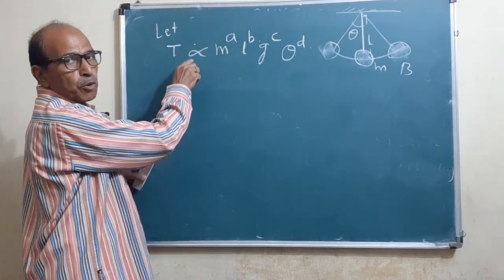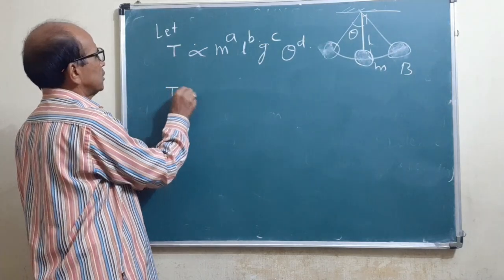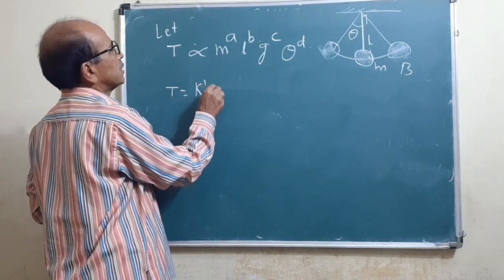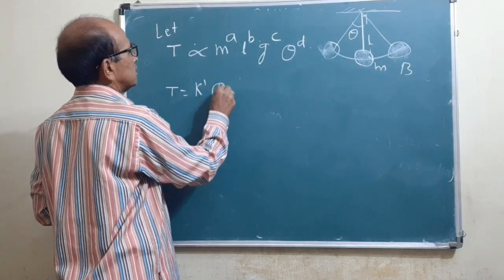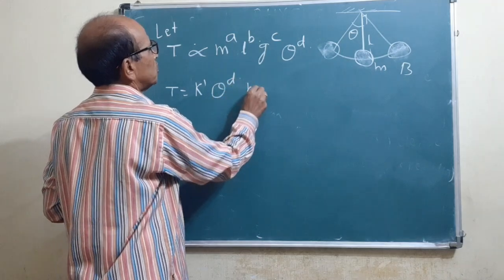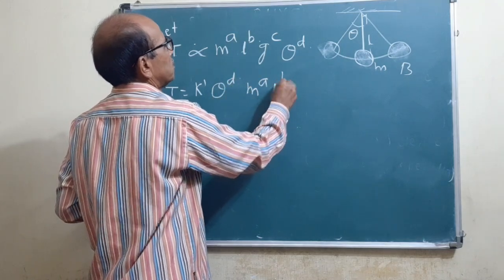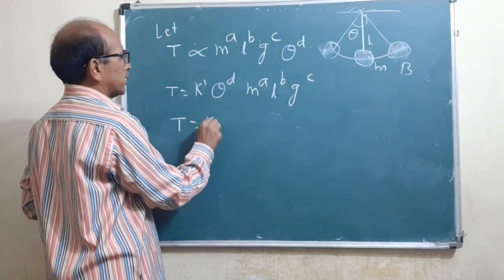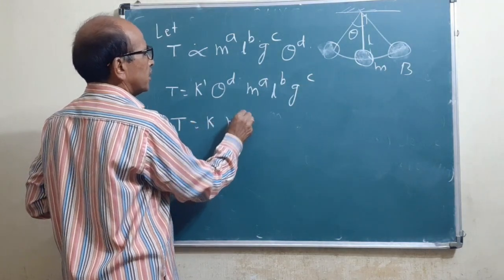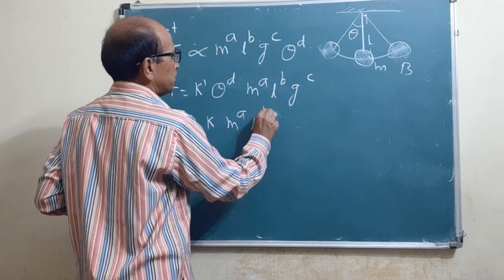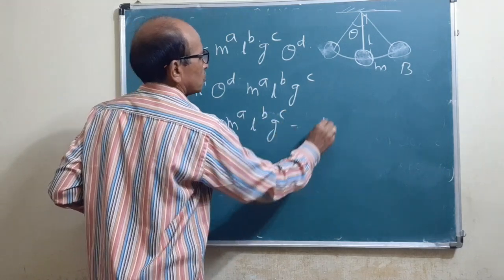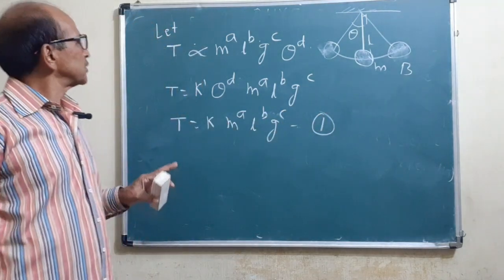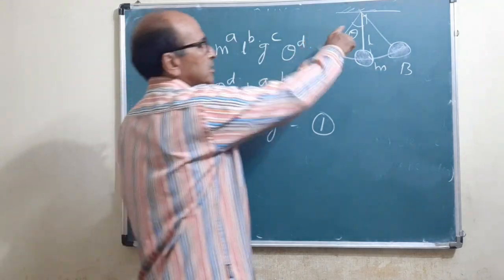If you remove the proportional sign, you will put a constant, k dash, and here theta to the power d, and here m to the power a, L to the power b, g to the power c. Or T is equal to k m to the power a, L to the power b, g to the power c. Call this equation 1.